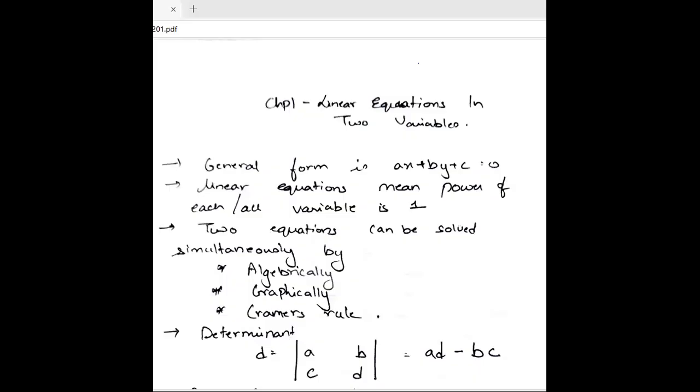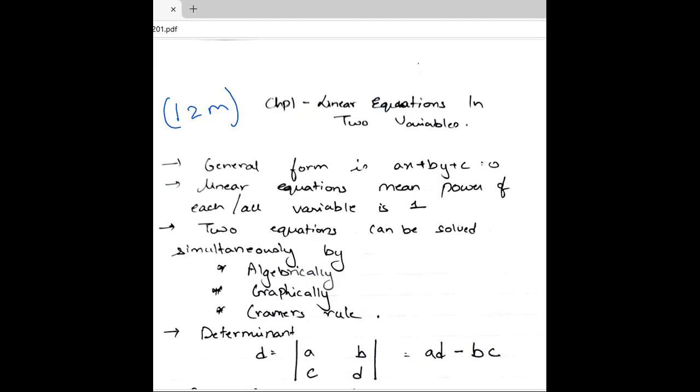Okay. So the very first chapter of algebra is linear equation in two variables, which carries almost 12 marks of the chapter. The weightage over here is 12 marks. The general form of a linear equation is ax plus by plus c.